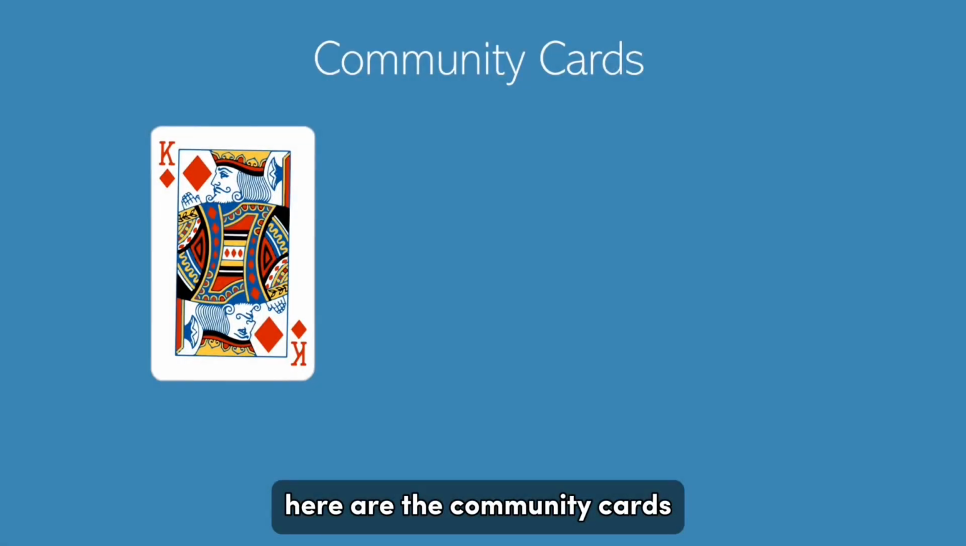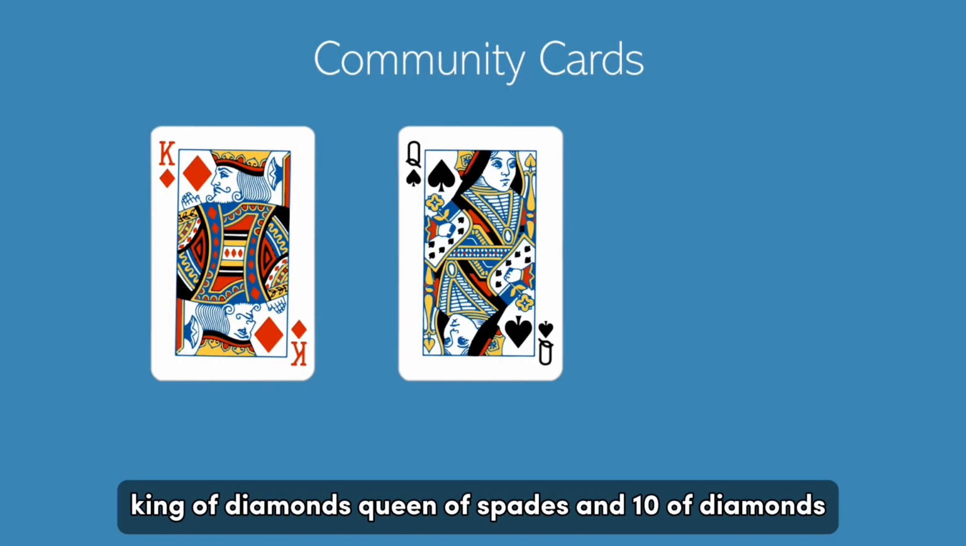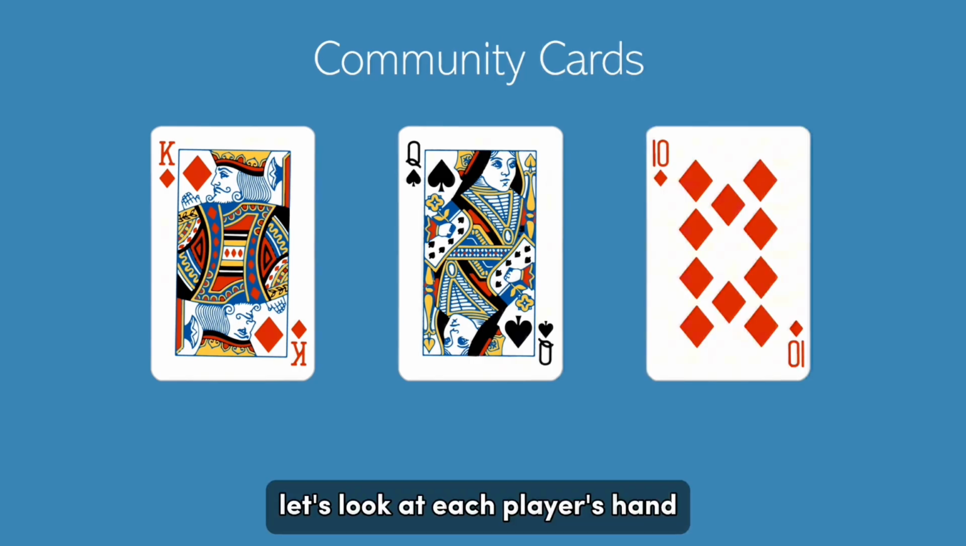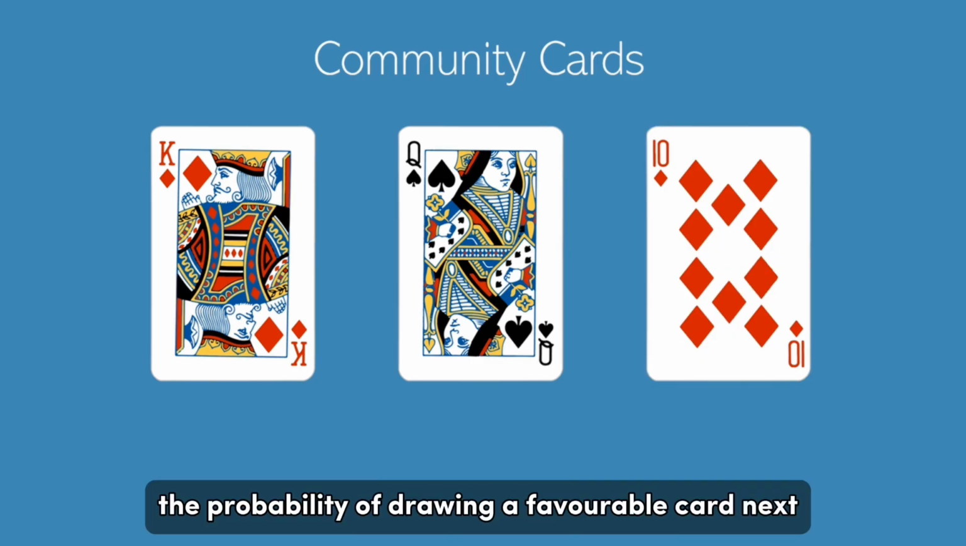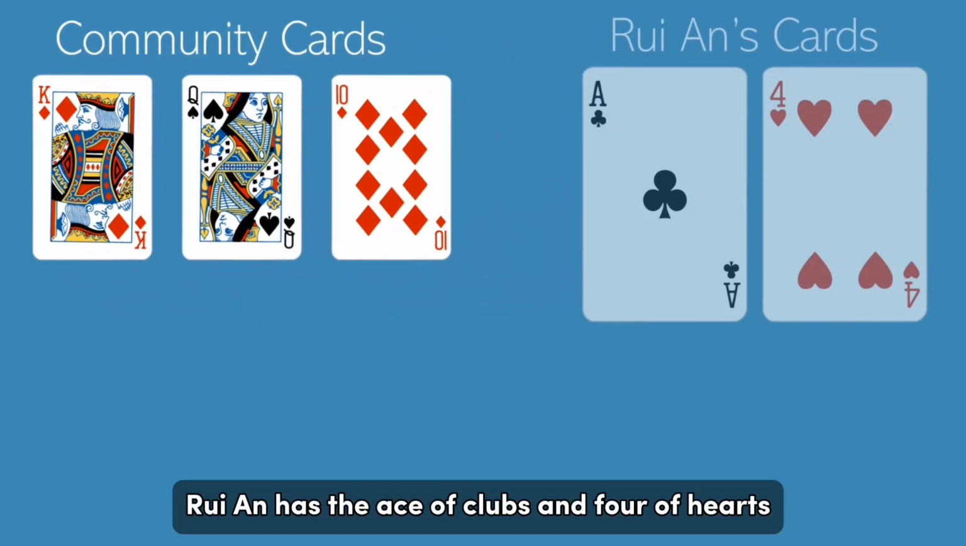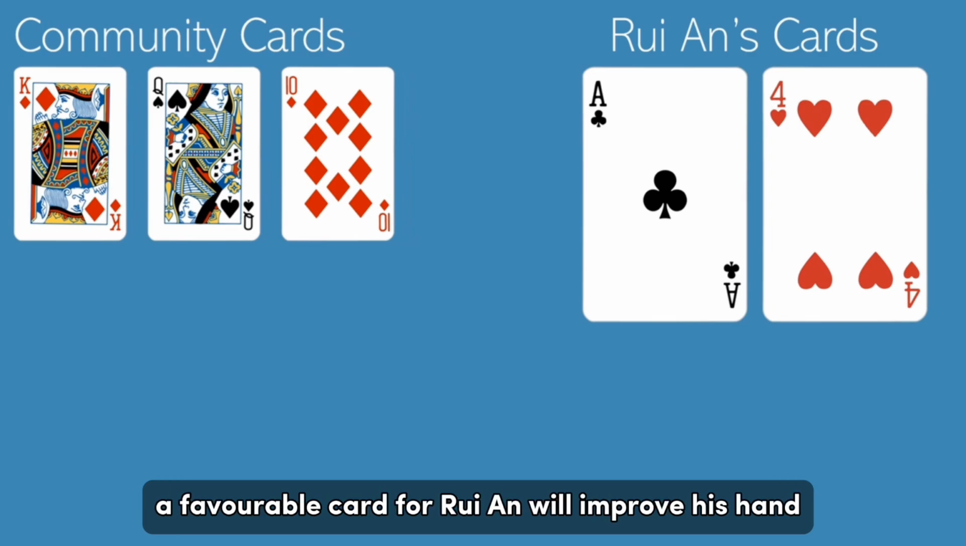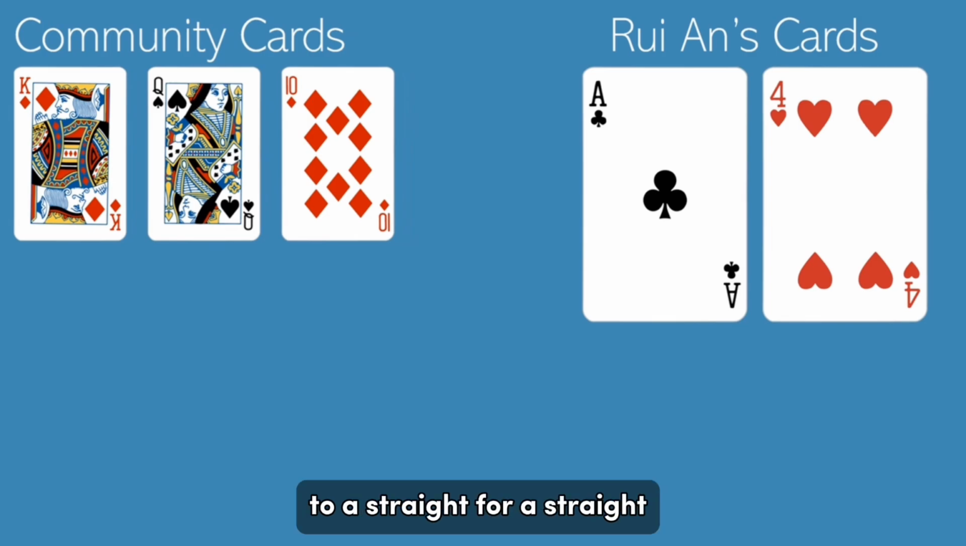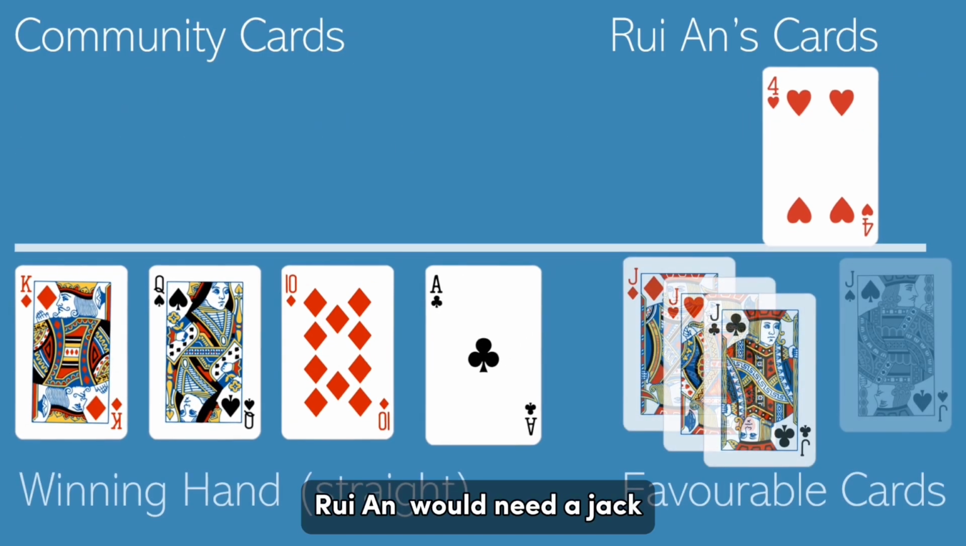Here are the community cards: King of Diamonds, Queen of Spades, and 10 of Diamonds. Let's look at each player's hand and calculate their probability of drawing a favorable card next. Rayan has the Ace of Clubs and 4 of Hearts. A favorable card for Rayan would improve his hand to a straight. For a straight, Rayan would need a Jack.